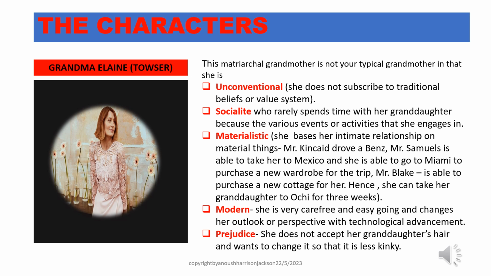Thirdly, she is materialistic. She bases her intimate relationships on material things. Mr. Kincaid drove a Benz. Mr. Samuel is able to take her to Mexico and she is able to go to Miami to purchase a new wardrobe for the trip. Mr. Blake is equally financially well endowed, and as a result of that, he is able to purchase a new cottage for her. Hence, she can take her granddaughter to Ochi for three weeks.